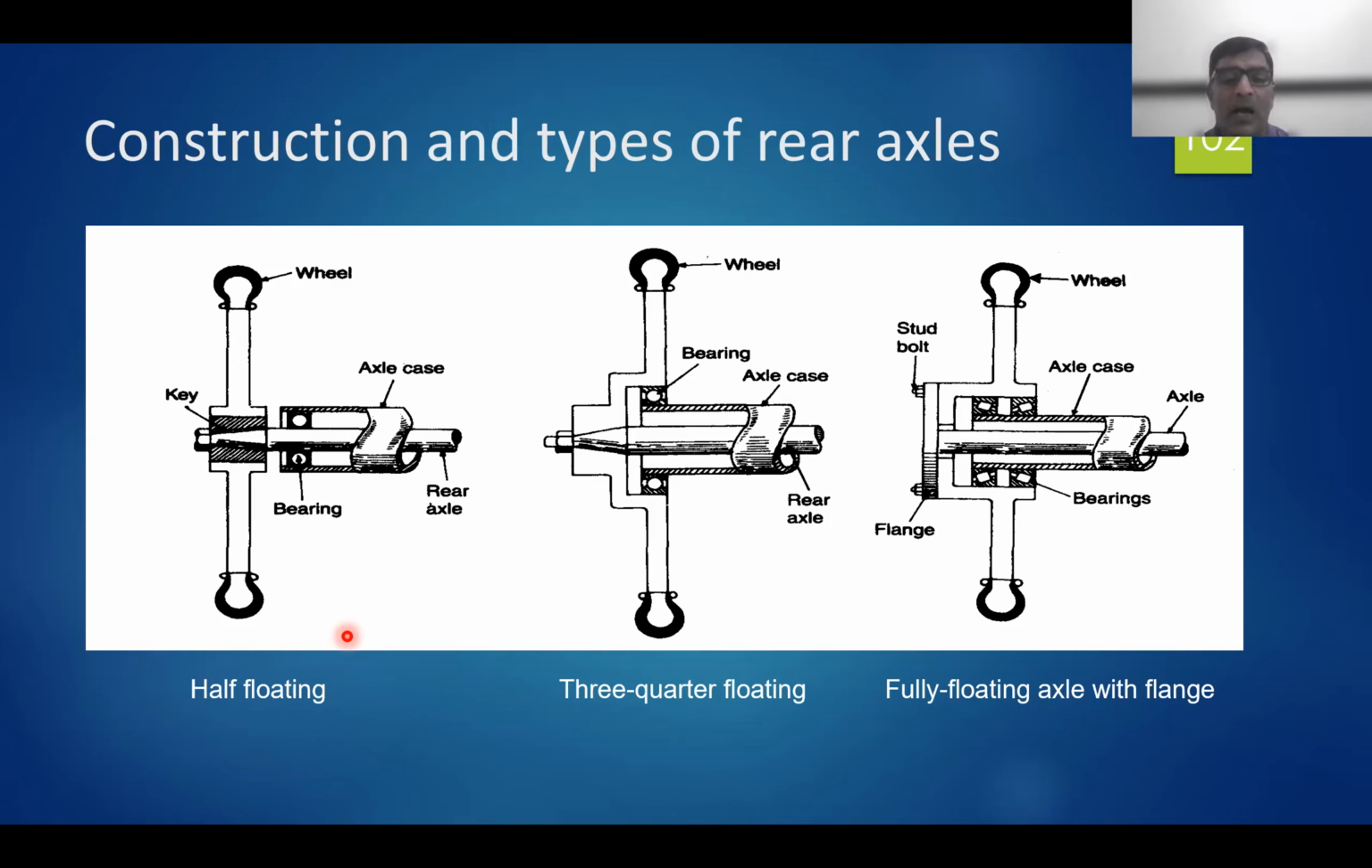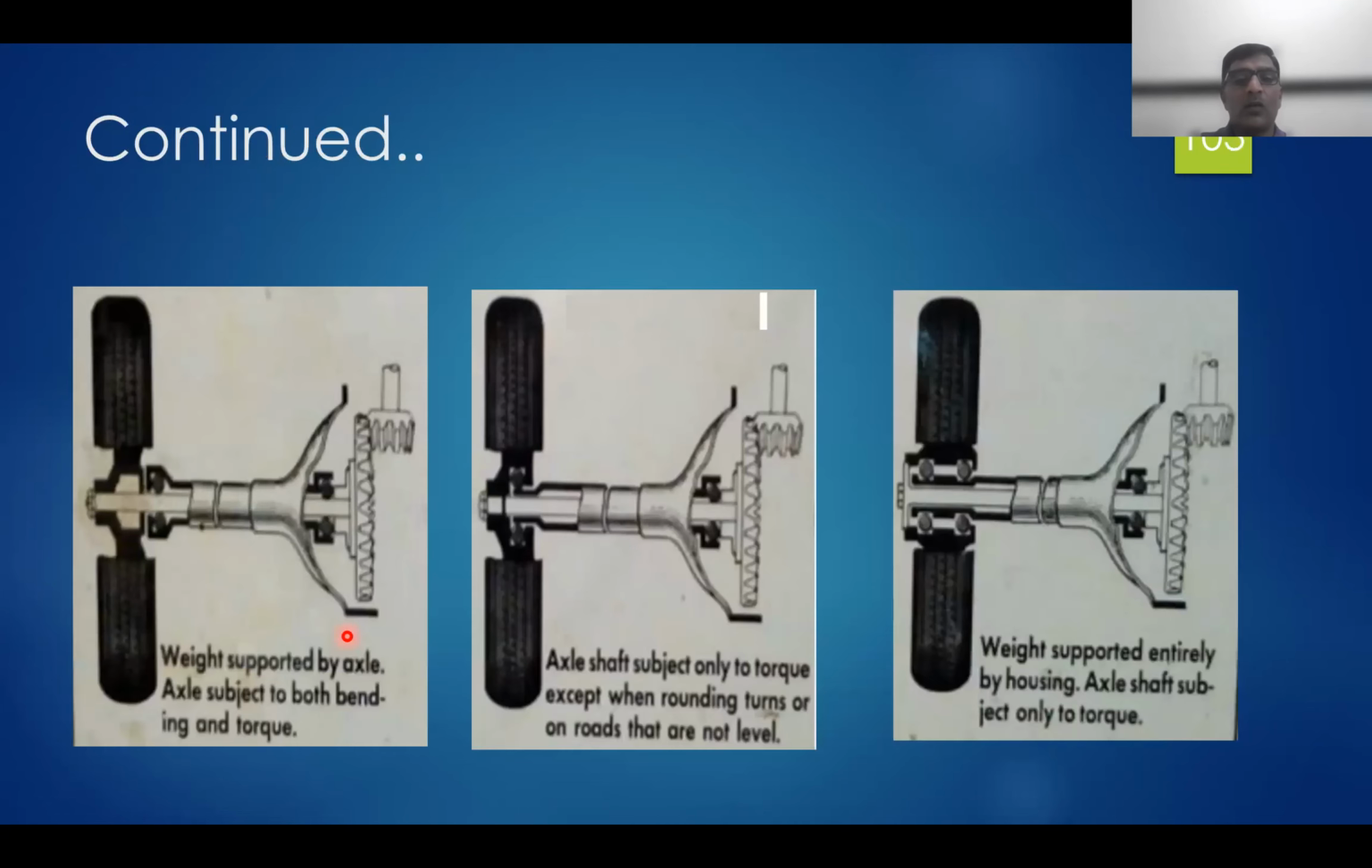Only partially taking the load, that is nothing but the 3/4 floating, and fully floating means the axle is not taking any load, it will only rotate. That type we are going to call a fully floating axle. You can check these other figures, and then we'll check the figures on the previous slide. So this is half floating.